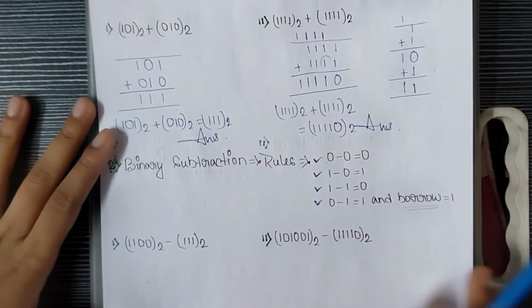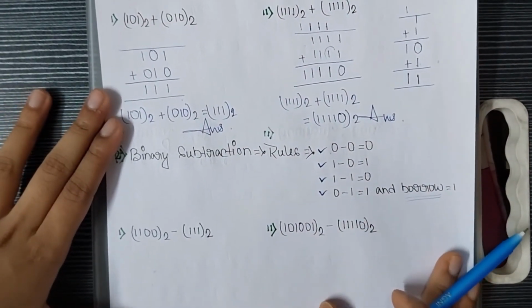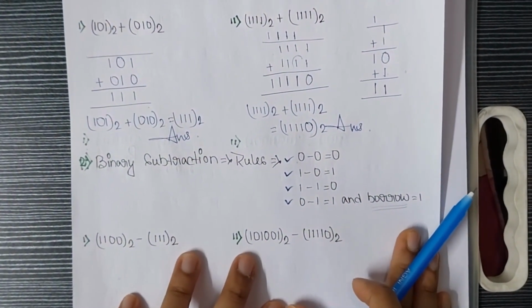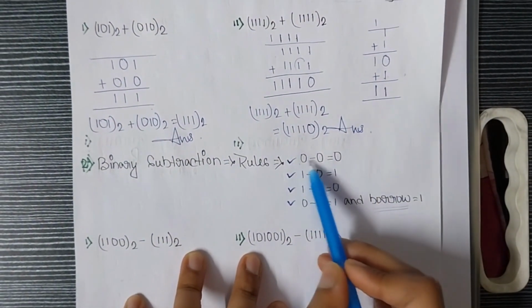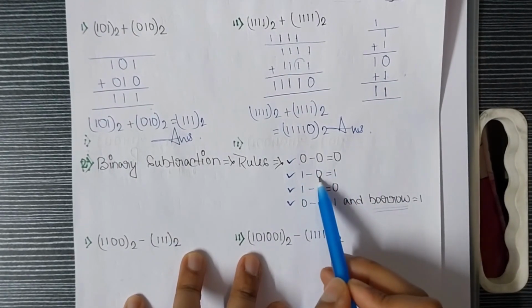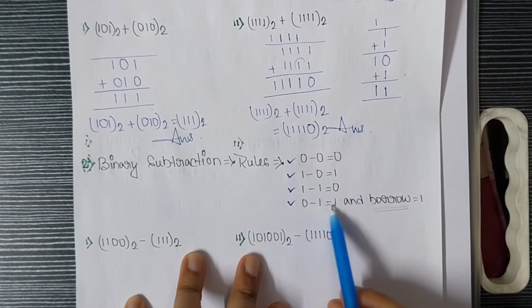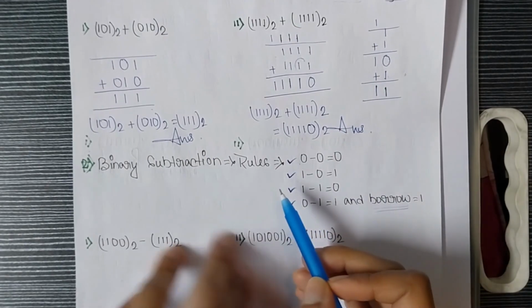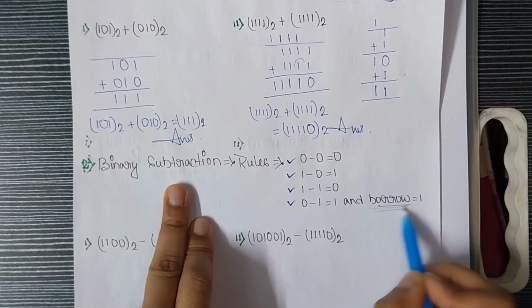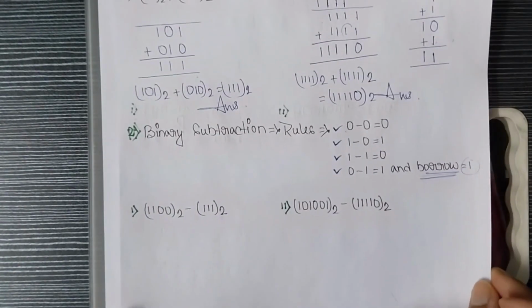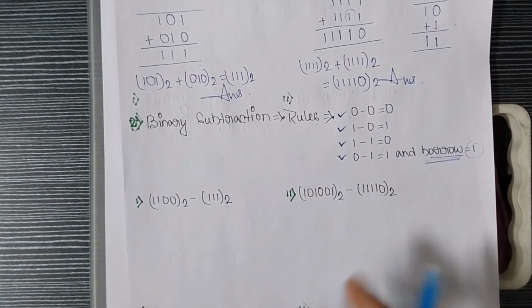Our next topic is binary subtraction. Here also we have to follow some rules, and the rules are 0 minus 0 will be 0, 1 minus 0 will be 1, 1 minus 1 will be 0, and 0 minus 1 will be 1, and in the case of binary subtraction there will be a borrow of 1. So let's start the subtraction.